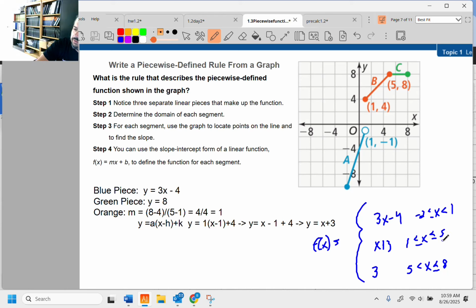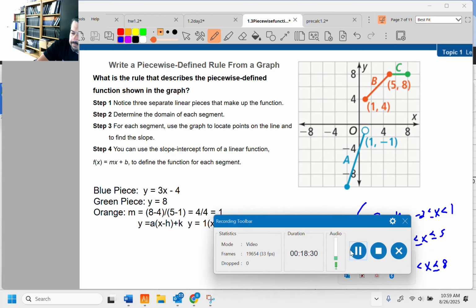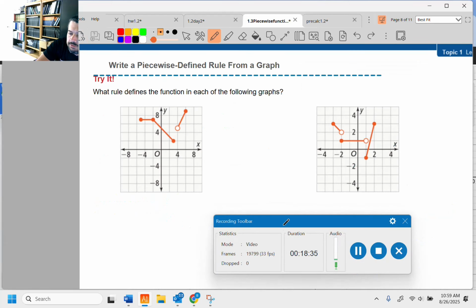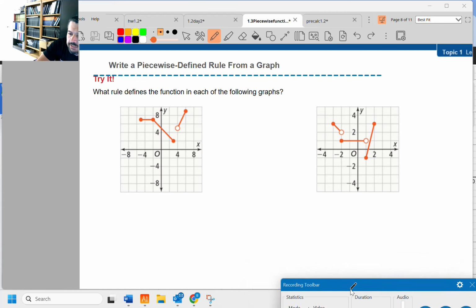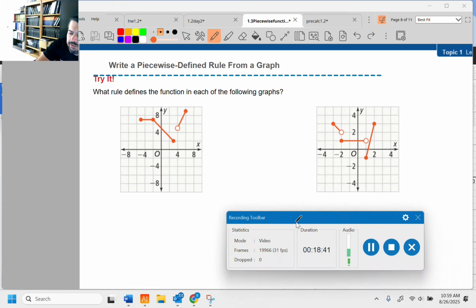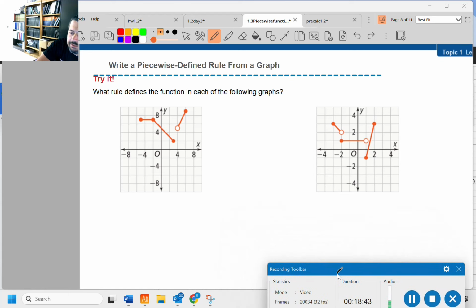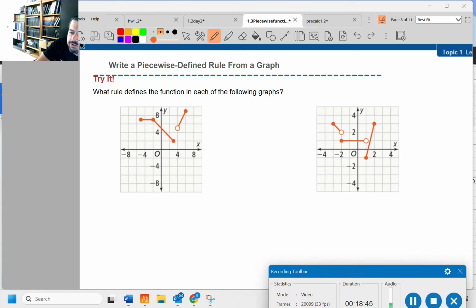Now I'm going to pause real quick. Be right back. So this is supposed to be a try it. I'm looking at 18 minutes, so I don't want to do all of these because I don't want to bore you with too much time.